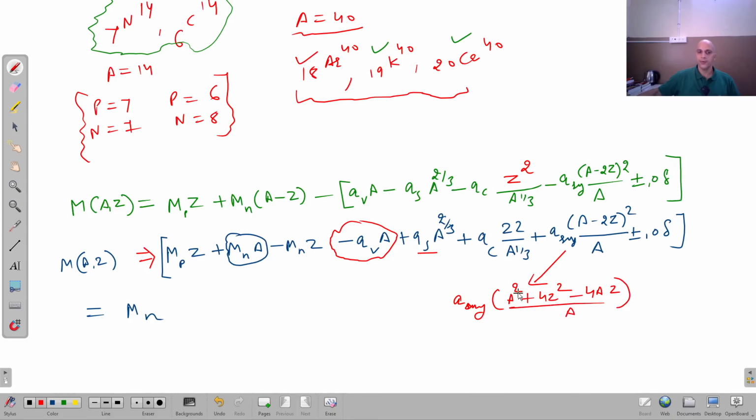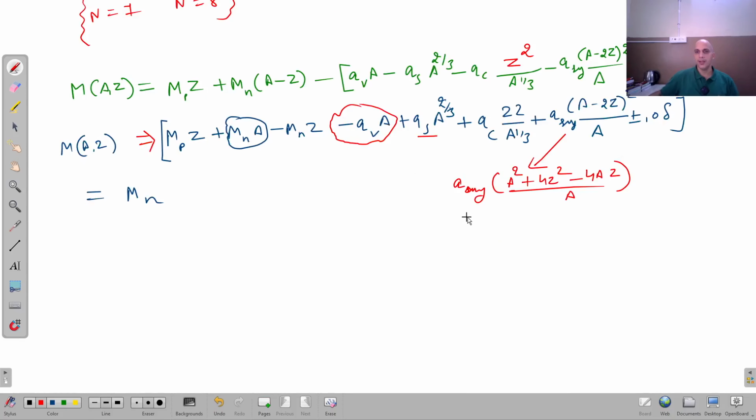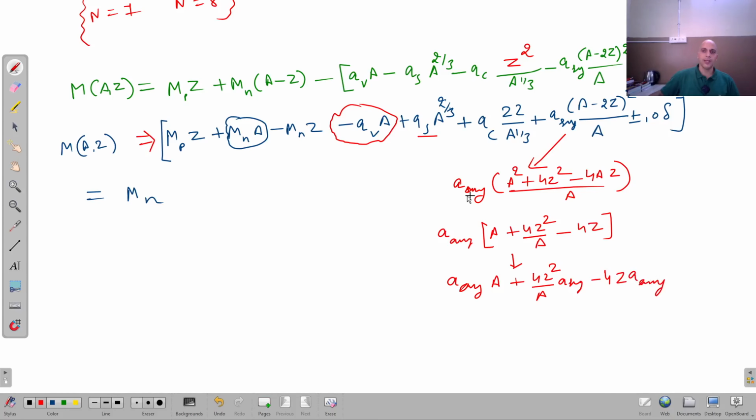So when I divide it by A, I get A symmetry into A square by A, right, plus 4Z square upon A minus A cancelled 4Z, right. So then further I will get A symmetry A plus 4Z square upon A symmetry minus 4Z A symmetry. So this is now the expansion of this term.